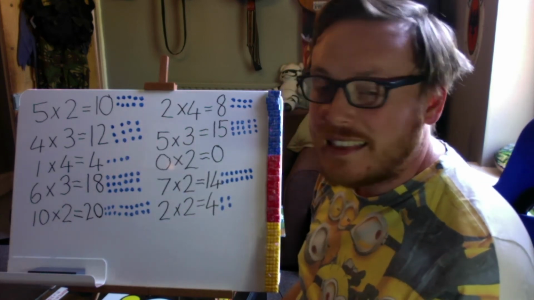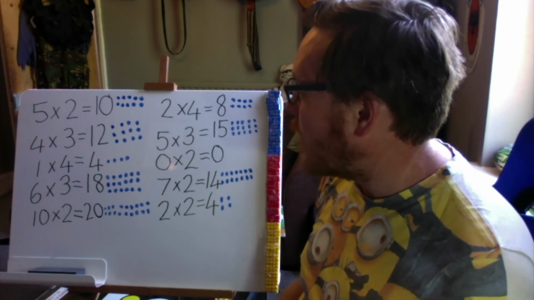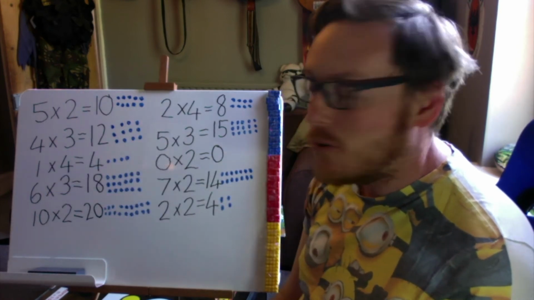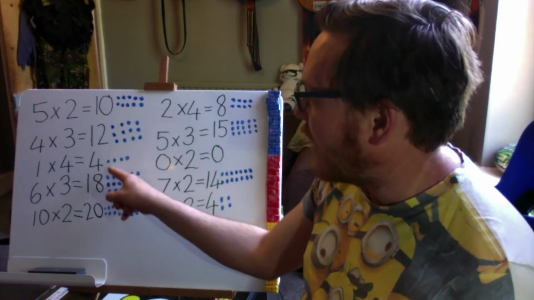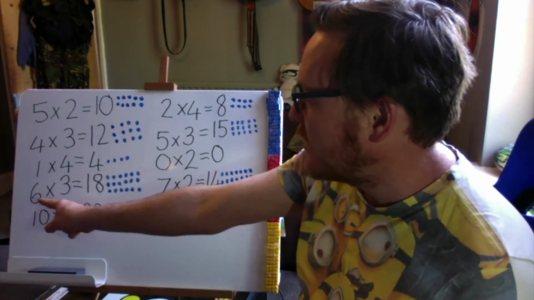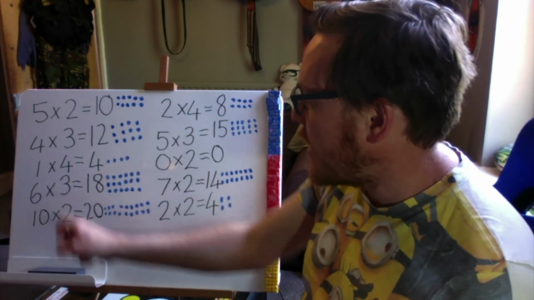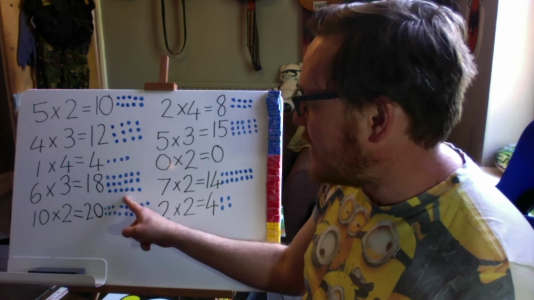Now I did a nice easy one. 1 times 4. I had to do 1 and I did it 4 times. And of course, that's going to be 4. 6 times 3. That was 18.